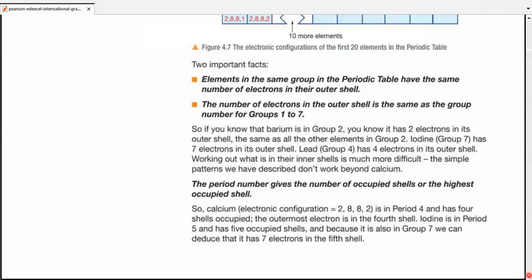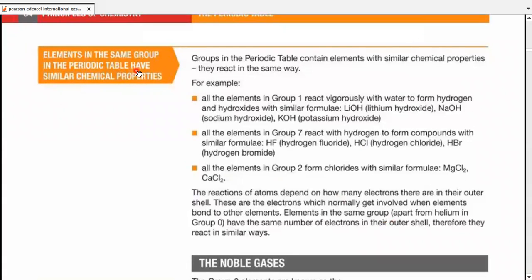Let's keep moving on. Elements in the same group in the periodic table have the same properties. In order to prove his point, he has given examples. Let's go through the first example. All the elements in group 1 react vigorously with water and form the same compounds with the same formulae, and that's why we say that the periodic table, the word periodic, means that patterns can be seen in similar groups or periods. And the first of those patterns is that groups contain elements with similar chemical properties.